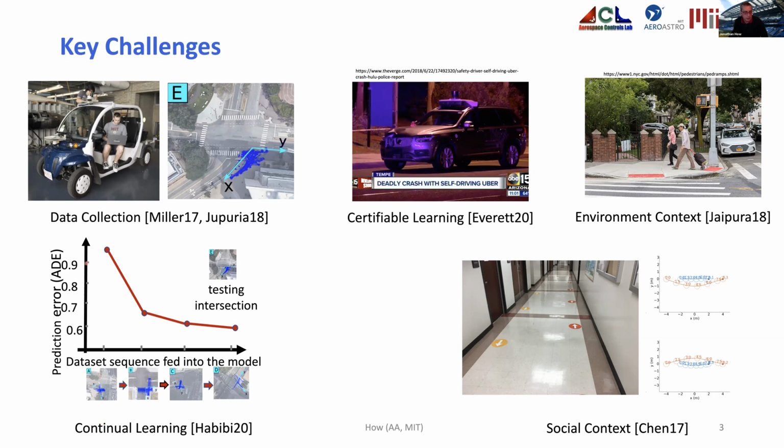Continual learning, tied into the data collection, is an ability over time to continue to improve the prediction error and find methodologies, or algorithms, that allow you to combine extra data in over time. And then, although an empty corridor, what's highlighted here with the arrows is the social context.